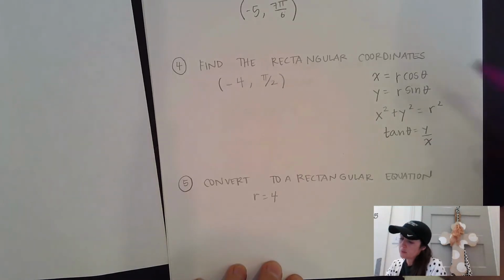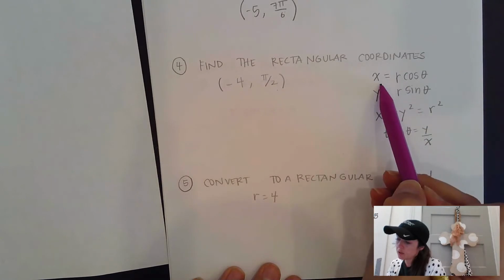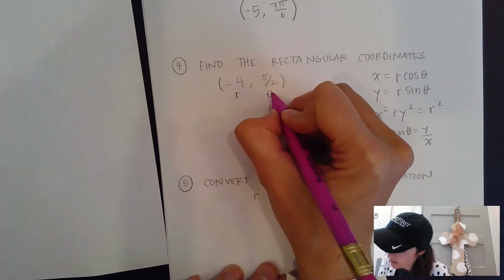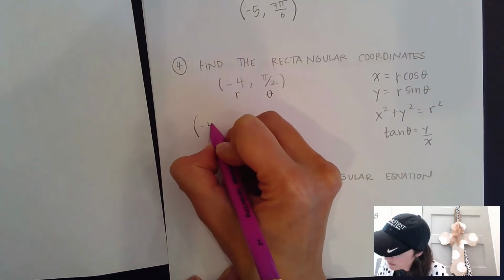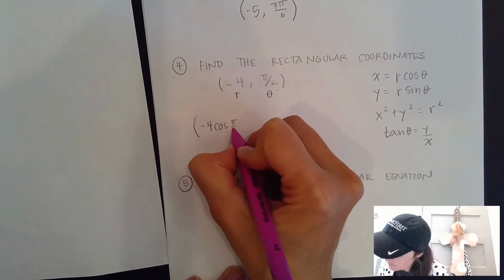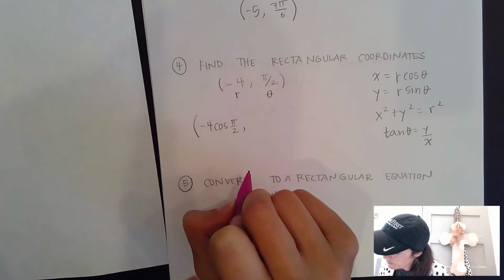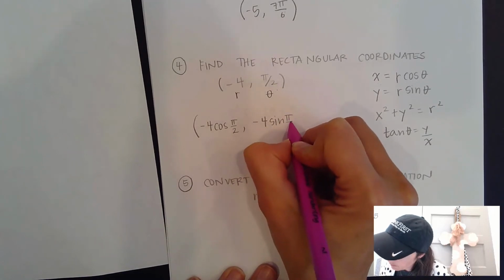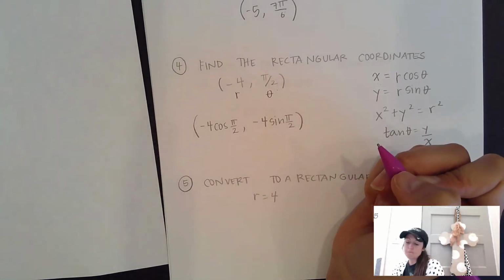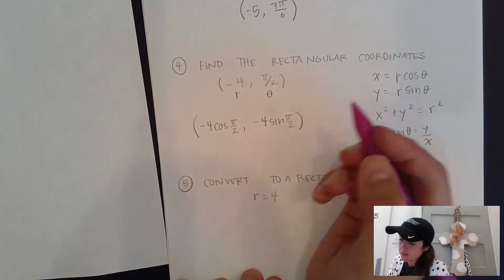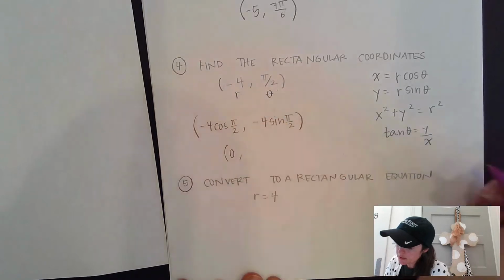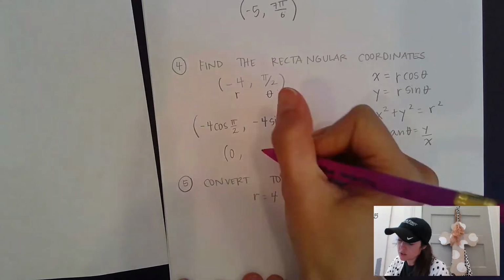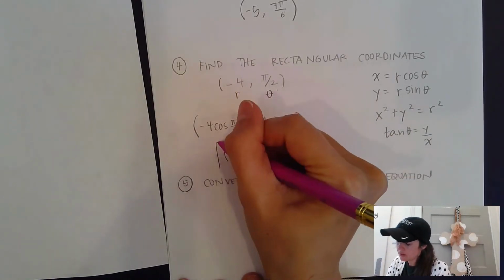Okay. So here we want to change to rectangular. So x is going to be r times cosine of theta. So this is your r and this is your theta. So for your x value, it's going to be negative 4 cosine of pi over 2. And then r sine of theta, so it's going to be negative 4 sine of pi over 2. Okay, so this is going to be a 0, right? Because cosine of pi over 2 is 0 and sine of pi over 2 is 1, so this is going to be a negative 4. So it's going to be 0, negative 4.